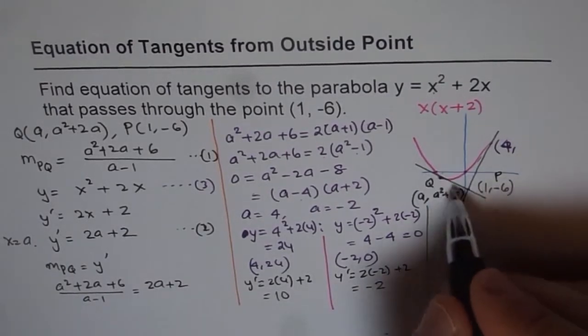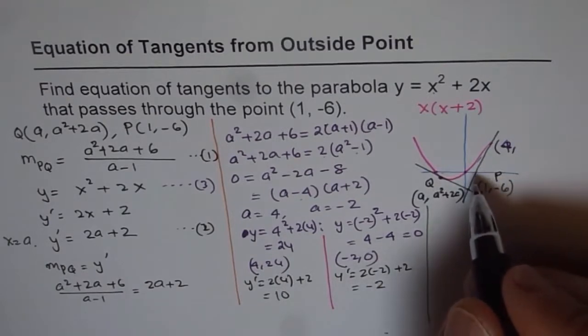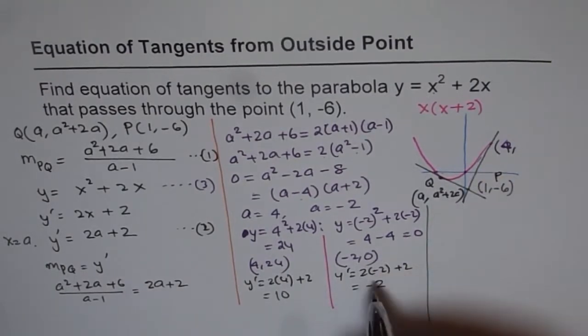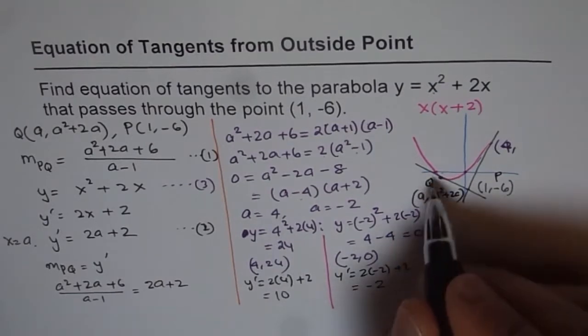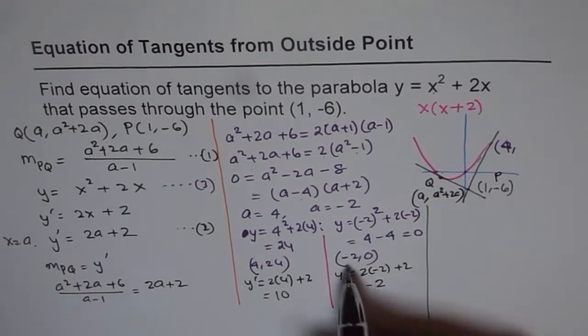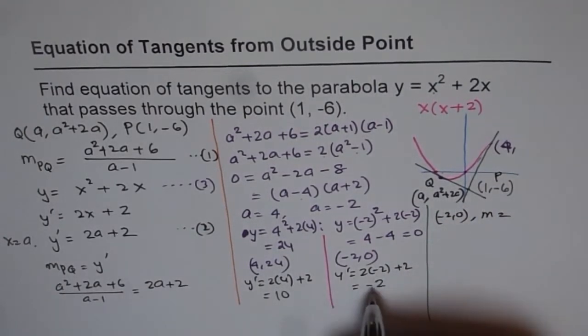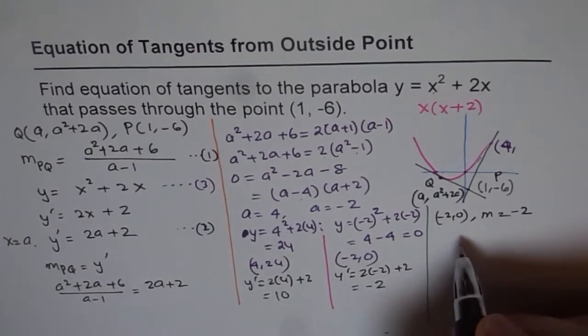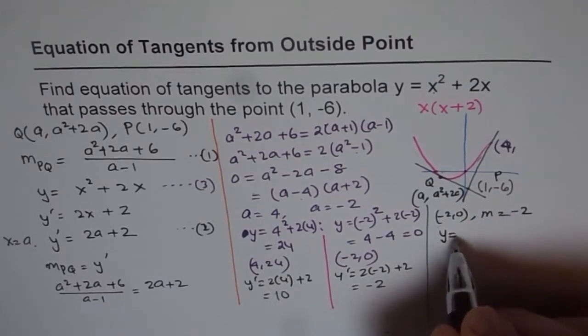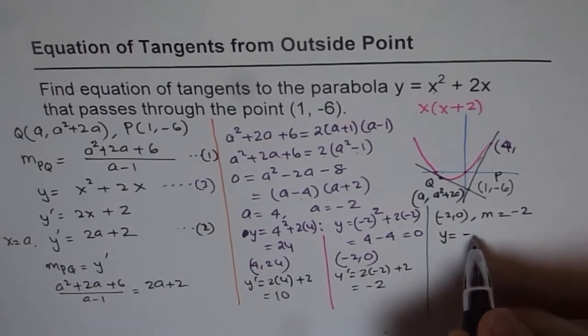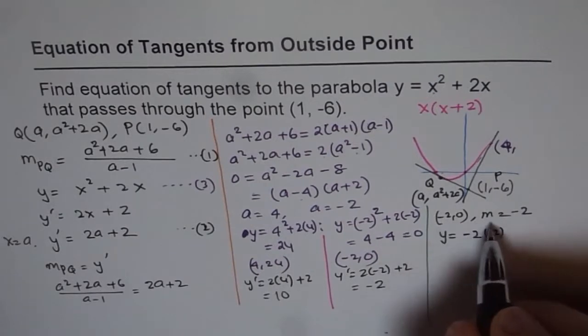So what we have found is there are two different points, and so there will be two different equations, right? One we know is the point on the left side, Q, where the point is (-2, 0). That's the point, and the slope is equal to -2, right? So that is the slope for this line. Therefore, the equation will be y = mx + b, which is y = -2 times the x value, -2, plus b.